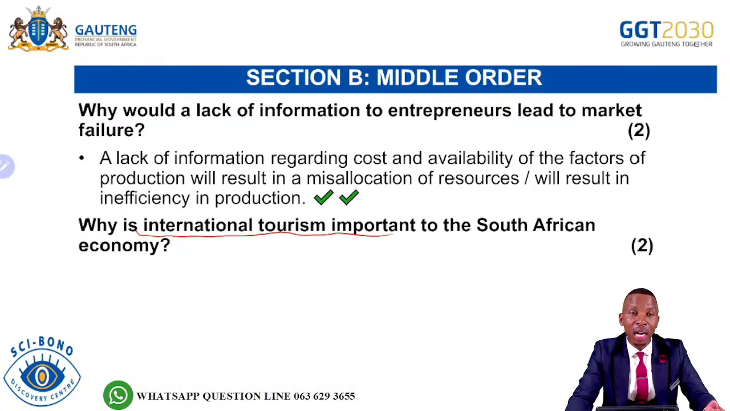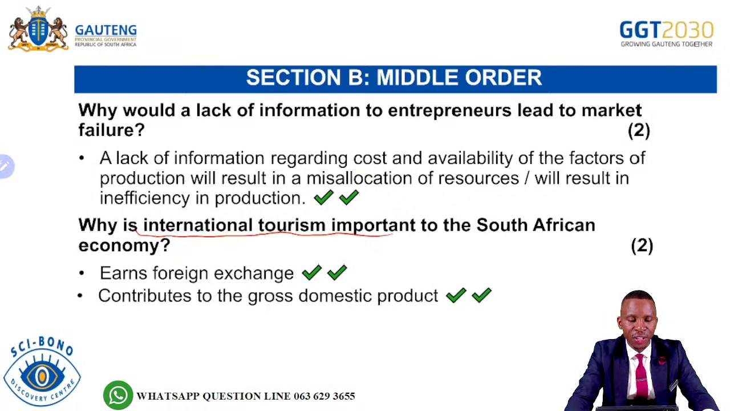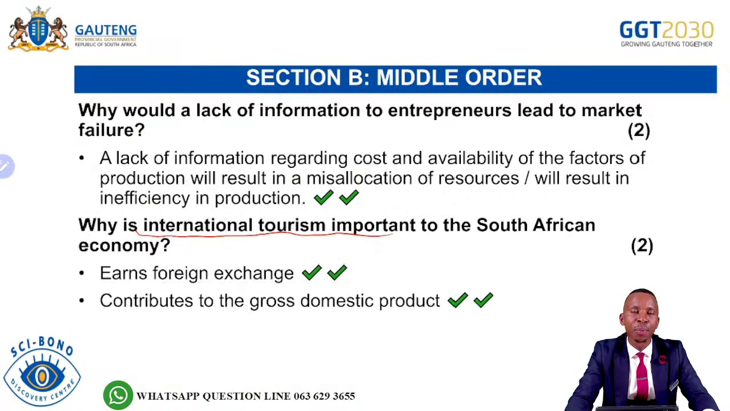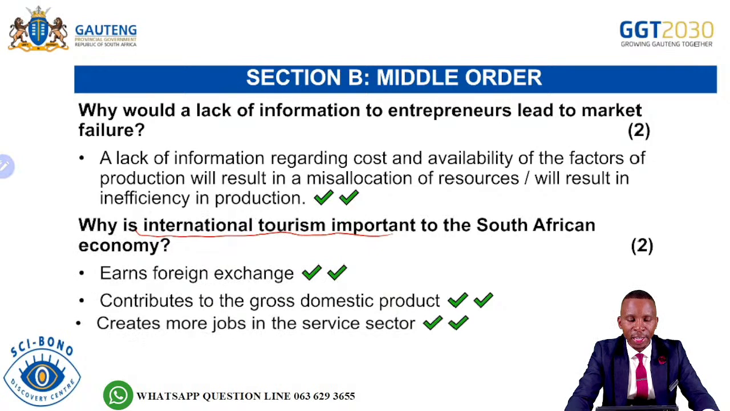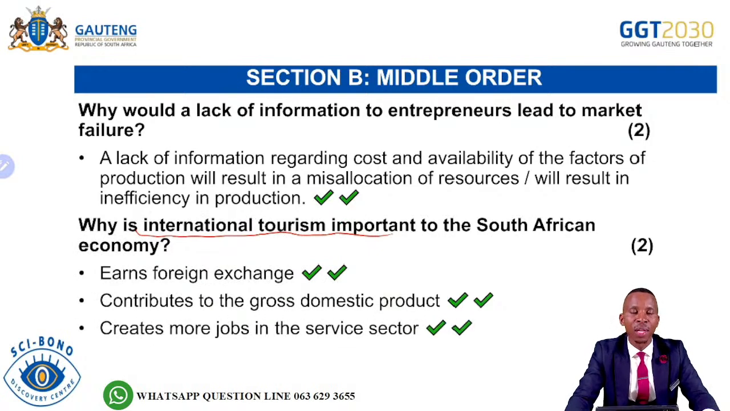We know that foreign tourists come into the country. As they come in, we earn foreign currency. As they come into the country, they demand goods and services, which leads to more production by firms. Also, some local people get jobs because of foreign tourists coming into the country. So it is very important for you to have that knowledge before you approach the answer. It earns foreign currency for the country, contributes to the gross domestic product, and creates more jobs in the service sector. We know that tourism employs most of the people, and some jobs are created there for people that are unemployed.